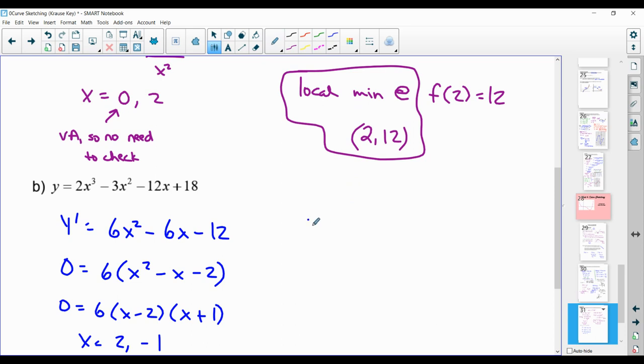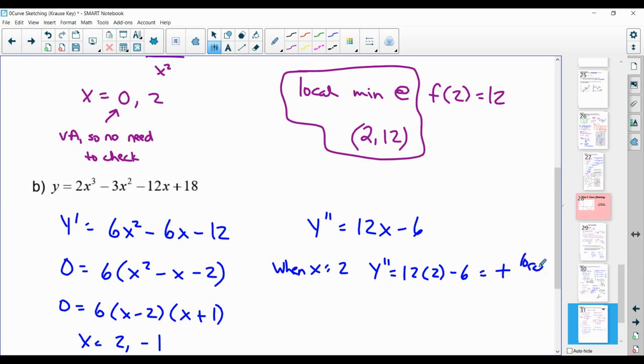We'll take our second derivative, and that gives us 12x minus 6. So when x equals 2, we would have y double prime equaling 12 times 2 minus 6, which is a positive value. Positive value means it's a local minimum. Think about a smiley face. And when x equals negative 1, y double prime equals 12 times negative 1 minus 6 equals a negative, meaning we have a local maximum.